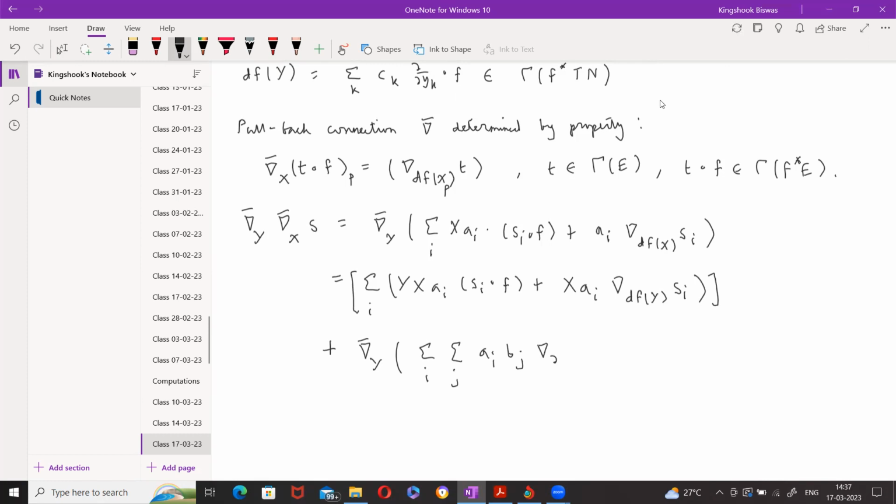Nabla del y_j s_i, right? Now this is a section of E on N. So I take this composed with F. Okay. Is this clear? Yes, sir. Okay, so that's it. So what do I get?